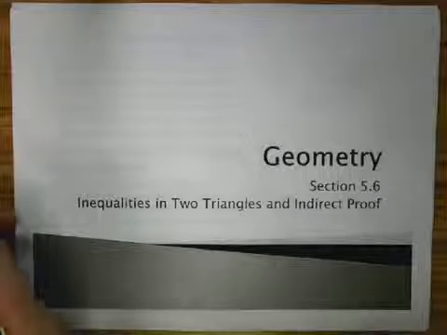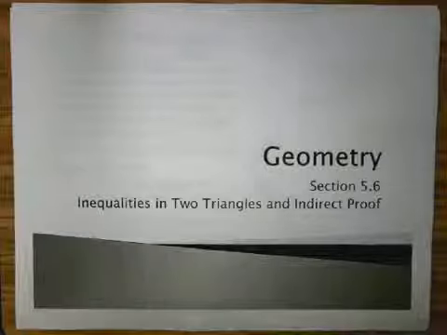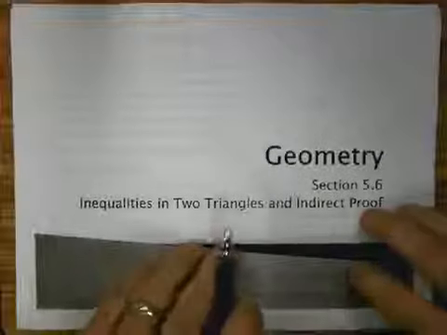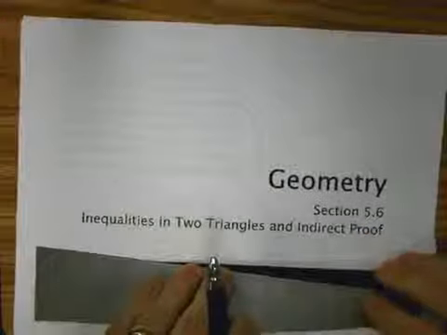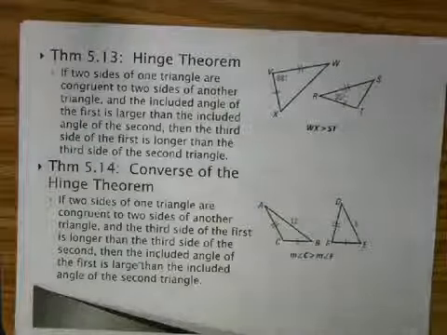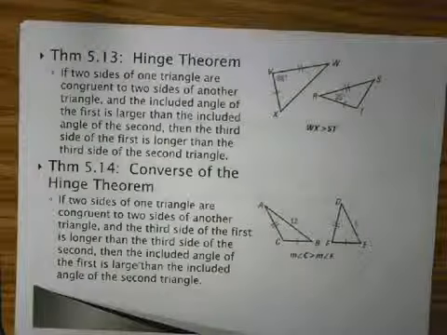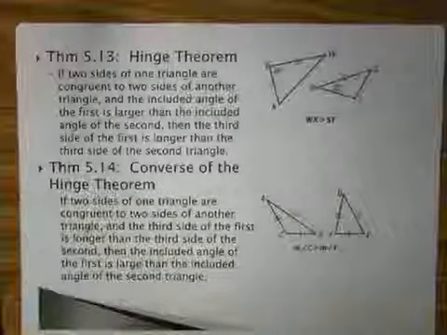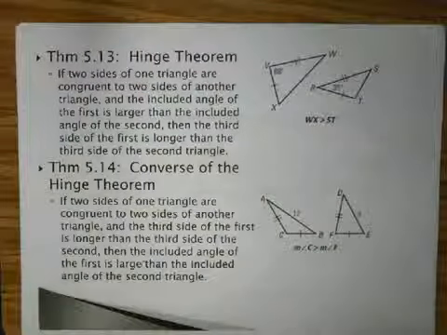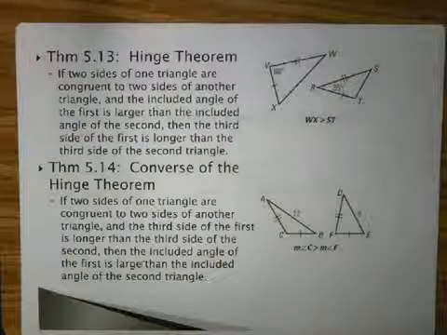In this section, 5.6, we're looking at inequalities in two triangles and indirect proof. So we're going to start off with inequalities in two triangles, and we're going to call that the hinge theorem, and that's theorem 5.13 in our notes. It's a little wordy, but let's get through it and we'll see that it's actually really just a form of side angle side.